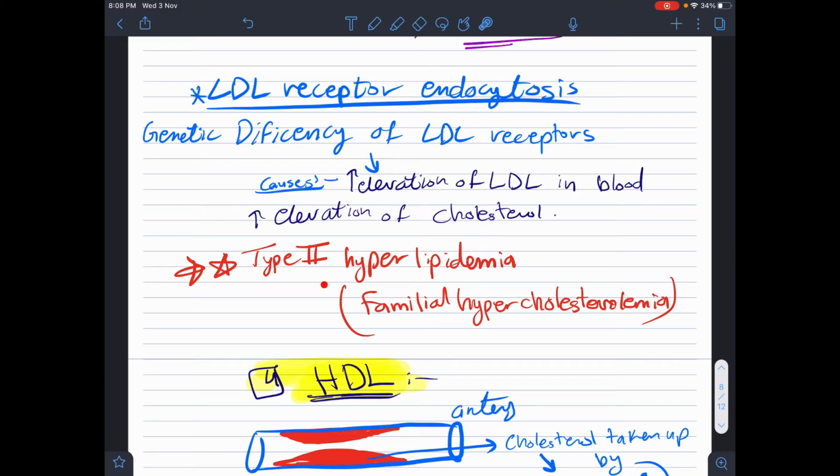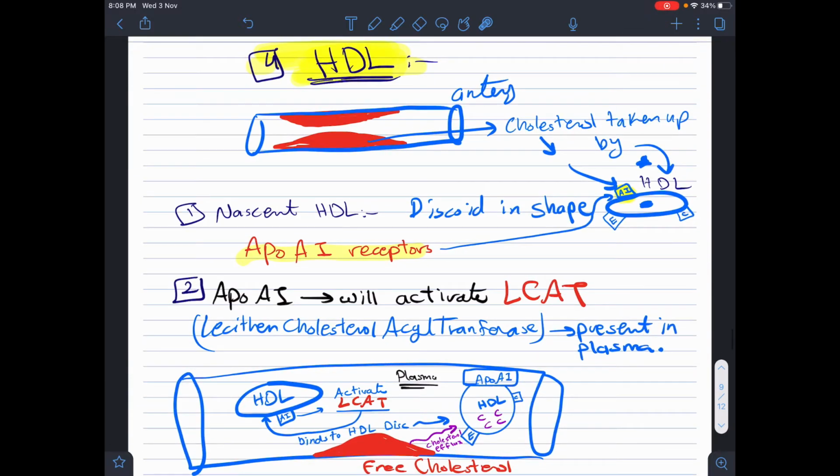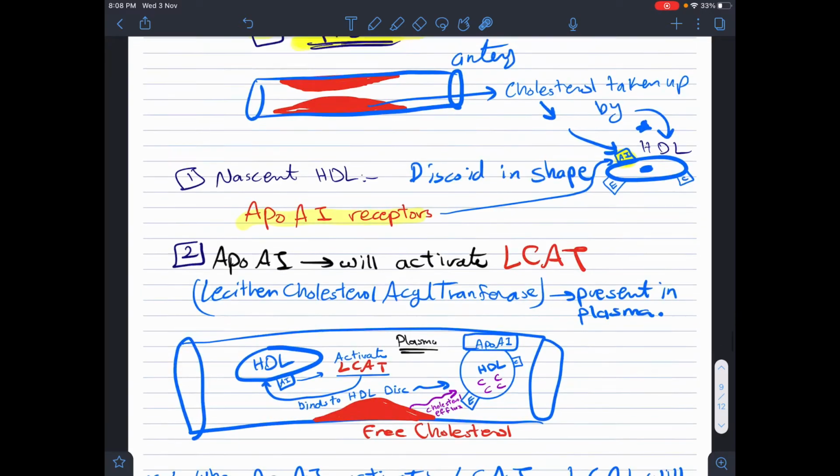And that will also cause elevation of the cholesterol. So this is another disease we have for today, the type 2 hyperlipidemia, familial hypercholesterolemia. So we're done with the LDL, the low-density lipoprotein. We said that the low-density lipoprotein contains cholesterol derived from the VLDL and transferred to the extrahepatic tissue. The high-density lipoprotein, the healthy, the good one, actually comes to the vessel and takes up the cholesterol deposited by the LDL and takes it to the liver. But how? We're going to see each step together.